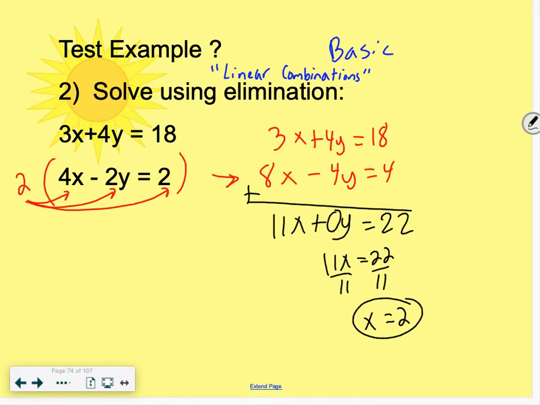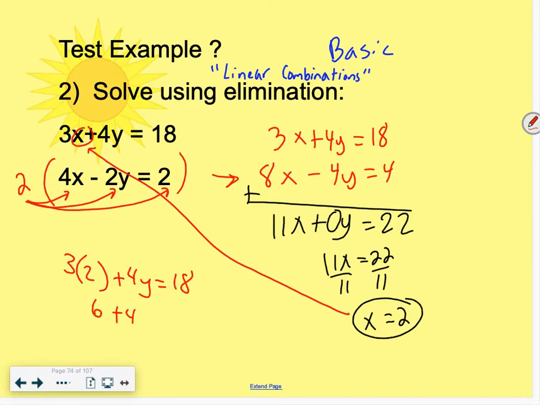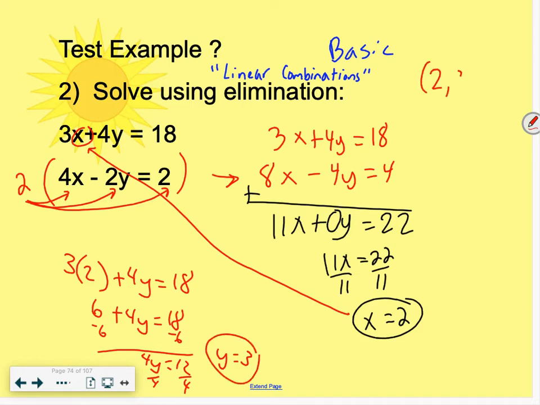So now I'm going to substitute. It's okay to substitute after you get your first part of your answer. So I'm going to substitute 2 in place of one of the x's. It doesn't matter which one. I just chose the top one. So I substitute, and then I'm going to solve this for y. Now there are many correct ways to solve this problem, and no matter which way you do it, you should get the point 2, 3 as the solution.